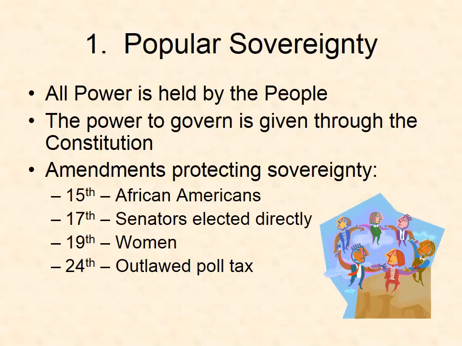Number 24 outlawed the poll tax. So yes, people used to have to pay to be able to vote. So it was outlawed by the 24th Amendment. And the 26th Amendment lowered the voting age to 18 from 21. So that was during the Vietnam War. And people thought it was a really good idea to allow the people to be able to vote who we were sending off to war in Vietnam.